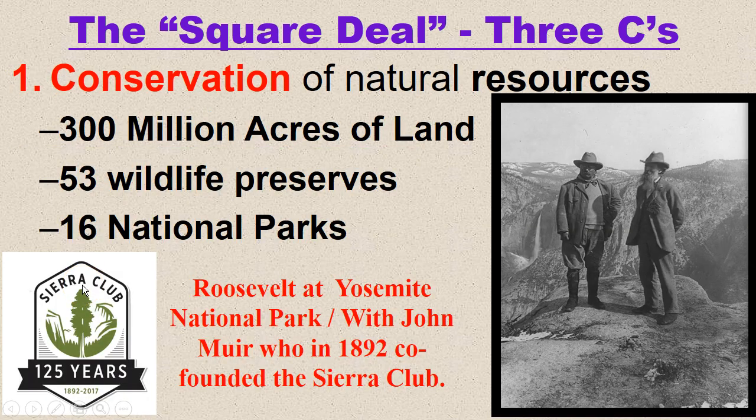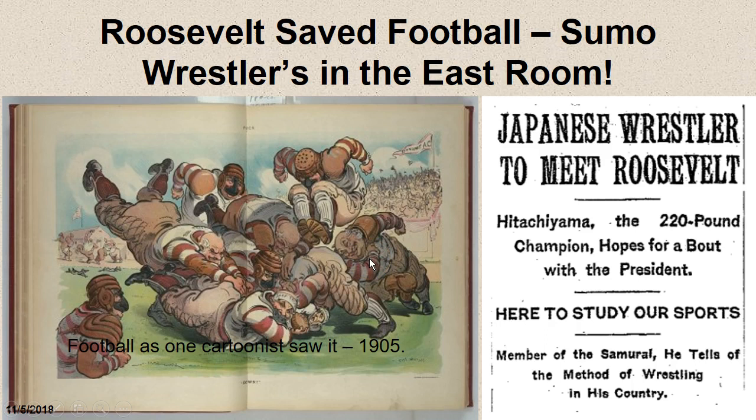Cool place to see. Millions of acres of land as president are put under his protection. Sometimes he does it without Congress's approval. He just does it by executive order, which irritates members of Congress, and people say he's exercising his powers kind of like a king. National parks, wildlife preserves, things like that. Here he's meeting with John Muir, who was the co-founder of the Sierra Club, out in Yosemite National Park.